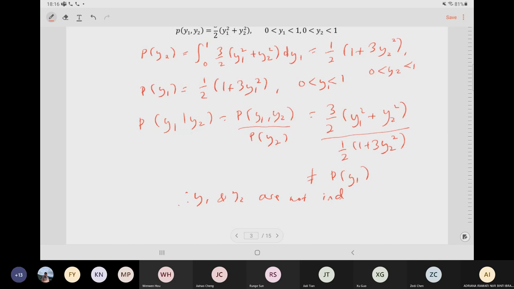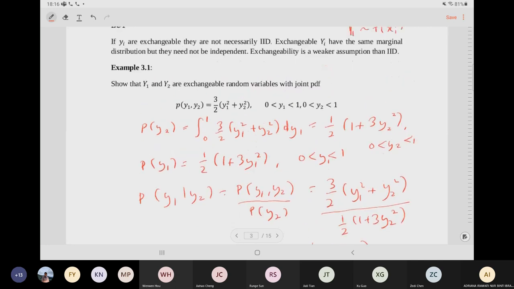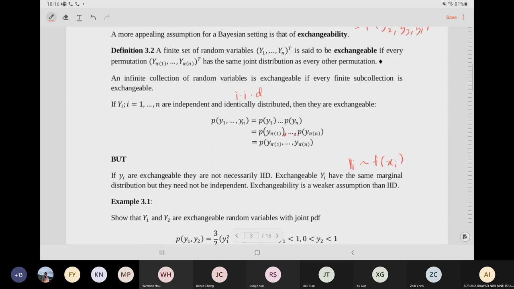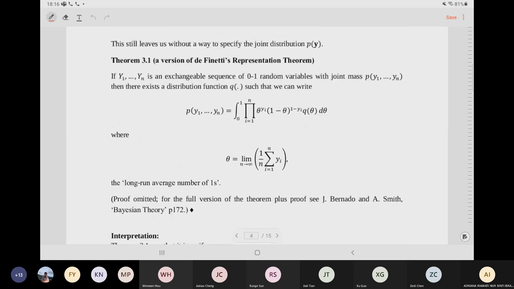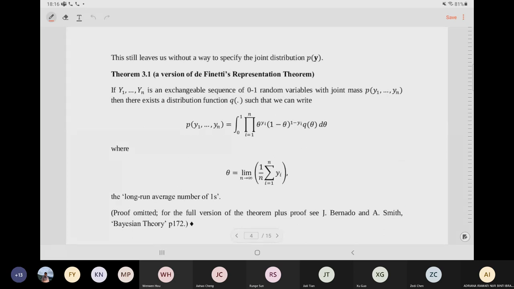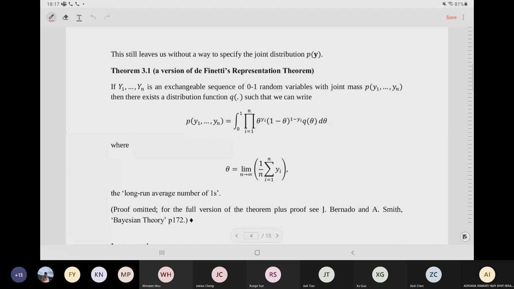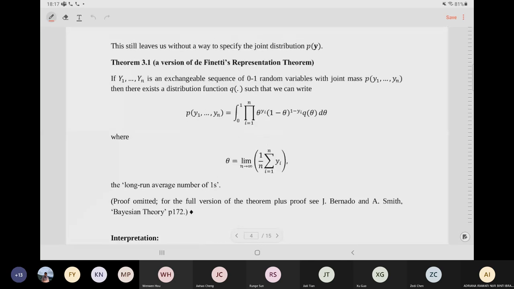So what happens then with this definition? We want to use exchangeability to find the joint PDF if we don't want to use independence. To do that, they use a theorem called de Finetti's theorem. In this one, they are using the simple Bernoulli case. In this theorem, we have an exchangeable sequence of 0, 1 random variables.